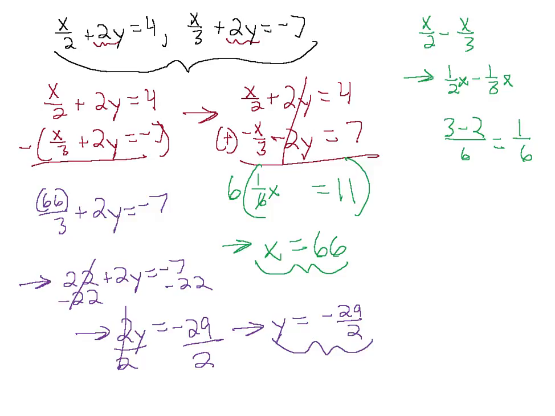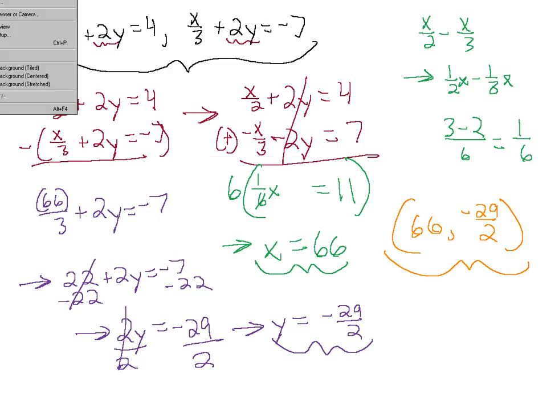We have a value for both x and y. So let's go ahead and state our solutions. We have x is 66, y is minus 29 over 2, and that's our solution to our system of equations, or where these two lines intersect. This is the point where they intersect. Very important that we understand that, especially when it comes to graphing. All right, let's go ahead and squeeze in one more here.